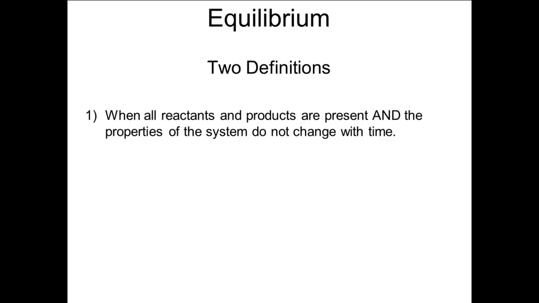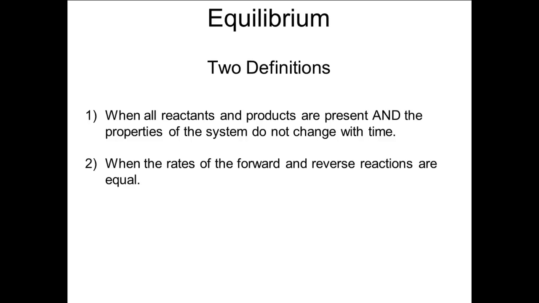Equilibrium is a dynamic process. The reactions are continuing in both directions. The reason that the properties remain constant is that the two reactions are changing things equally. So the second definition of equilibrium is when the rates of the forward and reverse reactions are equal. You should note that we cannot actually measure these rates because the concentrations are not changing.